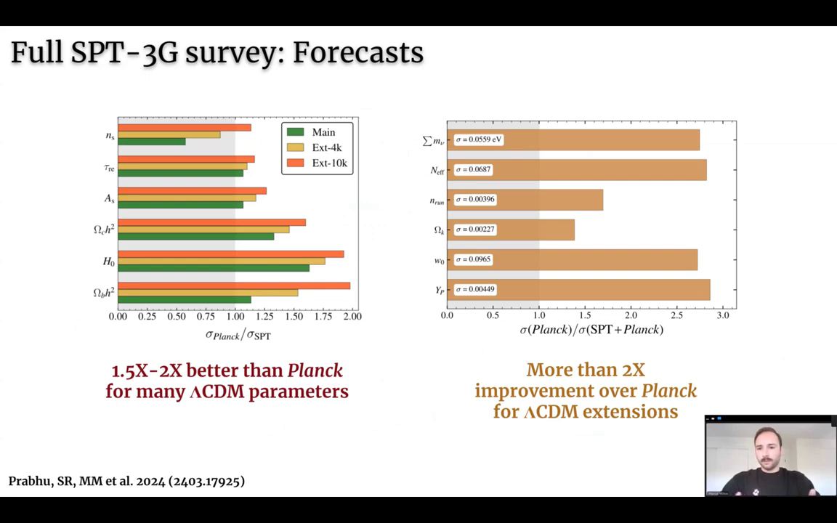In terms of individual parameters, that factor of 100 split across about 6 parameters in ΛCDM means we're getting 1.5 to 2 times better constraints than Planck on several of these parameters. And in terms of extensions, the improvement over just Planck, we expect about 2.5 times tighter constraints on things like the neutrino mass, the number of species of neutrinos, the equation of state of dark energy, and some other parameters.